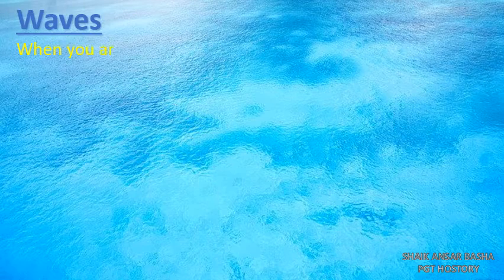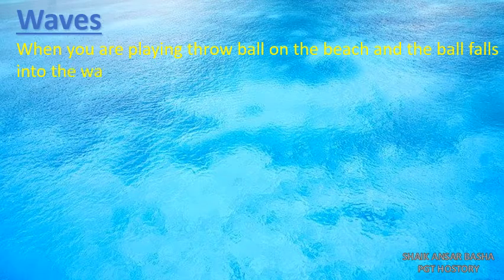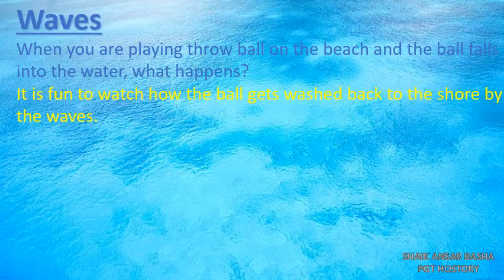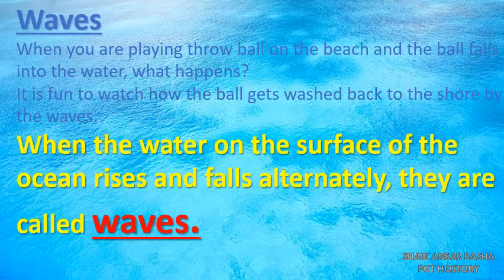See next, waves. Waves are the first important water circulation. When you are playing throw ball on the beach and the ball falls into the water, what happens? It is fun to watch how the ball gets washed back to the shore by the waves. This is the change you can find there. When the water on the surface of the ocean rises and falls alternately, they are called waves.